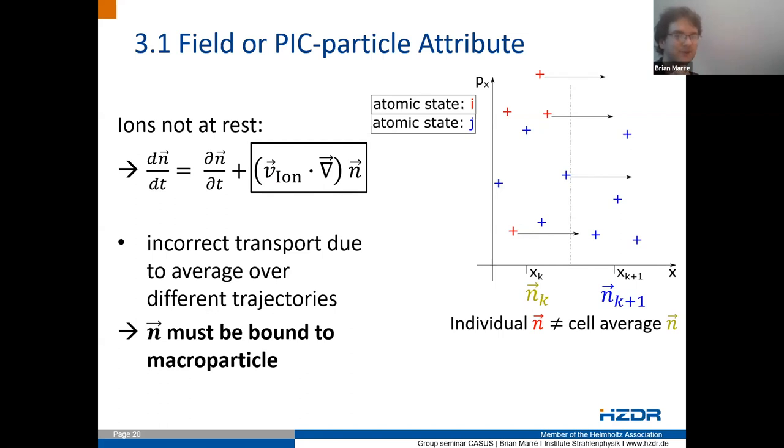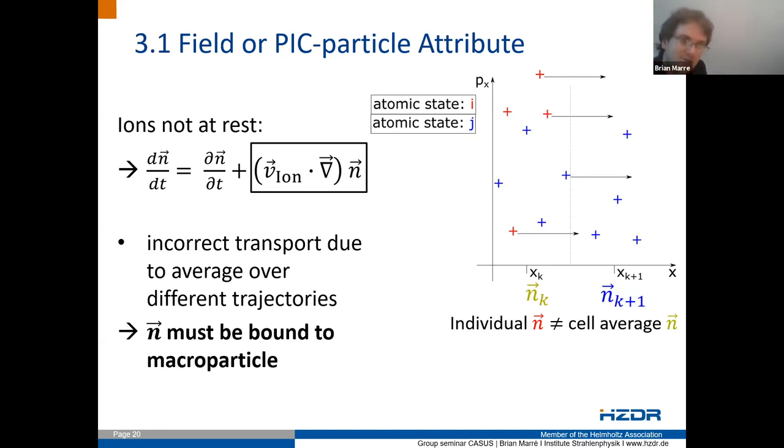This specific part of your equation would become very difficult if you want to use a cell-based approach, because you would have to somehow use some sort of fluid model to model how this atomic state population flows to different cells. But we don't want to use fluid models because we want to use PIC. So not a good idea to do this. It's simply incorrect in our context to simply average over different trajectories inside your cell and say, okay, all of those are the same, and therefore we can simply use some sort of fluid model.